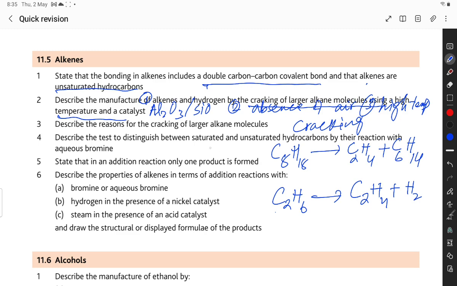Describe and distinguish between saturated and unsaturated. Saturated are alkanes, unsaturated are alkenes, by the reaction with aqueous bromine. Alkenes decolorize bromine water. The bromine color is orange, and the color change with an alkene is orange or brown to colorless. With a saturated alkane, there is no change.